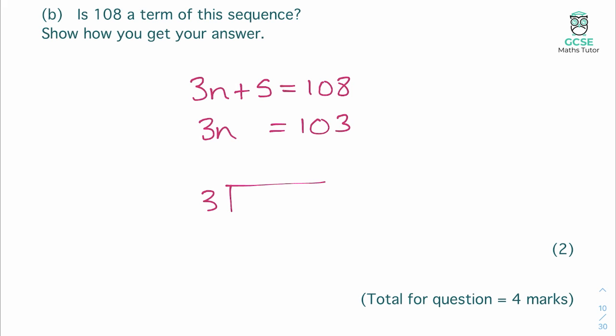Well, there is a trick for dividing by 3. If you add up the digits, you can see if it's in the 3 times table. So I know this doesn't because 103 adds up to 4. That's not in the 3 times table. That's just the digits there. But we could show that via a division. So 3 goes into 10 3 times, remainder 1. And then it goes into 13 4 times with another remainder of 1. So we end up with a decimal. So I would say no, I've shown how I got my answer because I've shown that division there. But no, I would say 108 is not in the sequence.